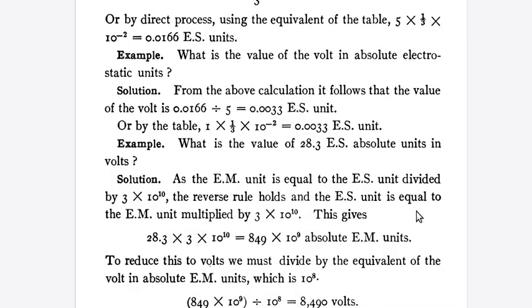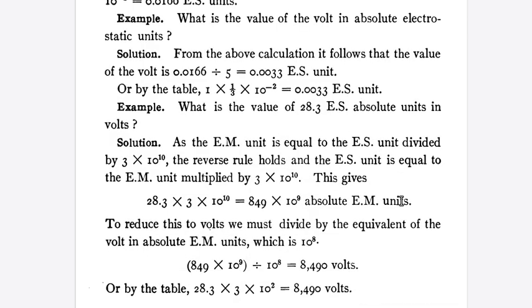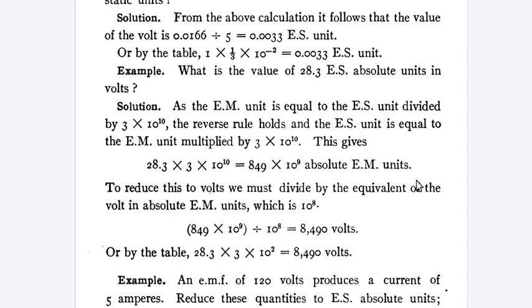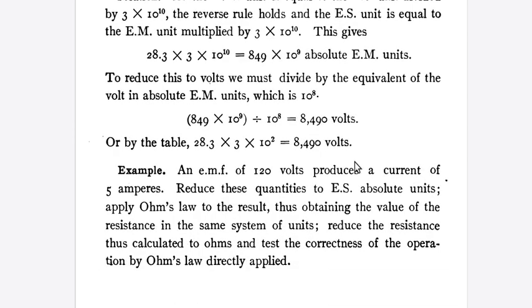Solution, as the electromagnetic unit is equal to the electrostatic unit divided by 3 multiplied by 10 raised to the power of 10, the reverse rule holds. The electrostatic unit is equal to the electromagnetic unit multiplied by 3 multiplied by 10 raised to the power of 10. 28.3 multiplied by 3 multiplied by 10 raised to the power of 10 equals 849 multiplied by 10 raised to the power of 9 absolute electromagnetic units. To reduce this to volts, divide by the equivalent of the volt in absolute electromagnetic units, which is 10 raised to the power of 8. 849 multiplied by 10 raised to the power of 9 divided by 10 raised to the power of 8 equals 8,490 volts.